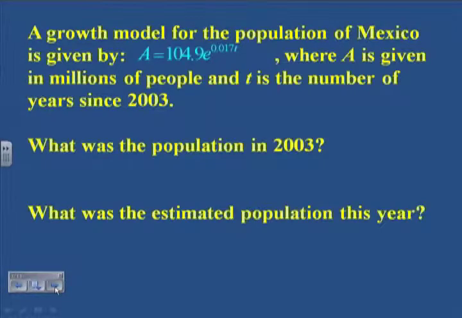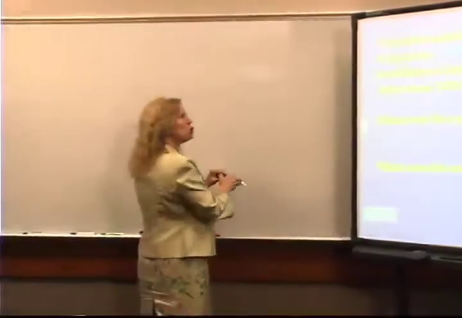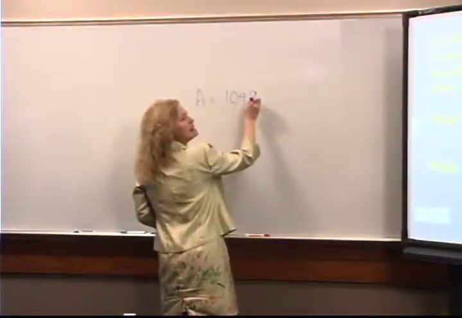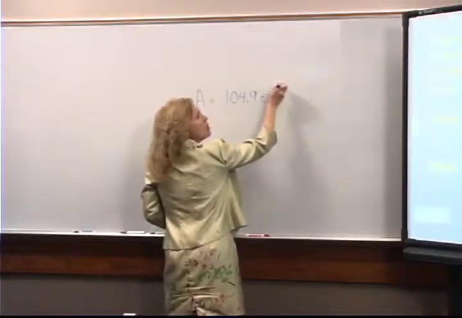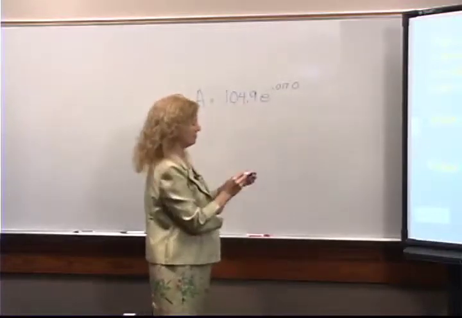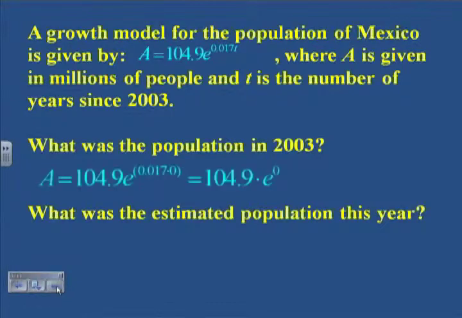Well, since T represents your time since 2003, doesn't that mean that T would have to be 0? So we would have, my amount is 104.9 e to the 0.017 times 0. I did put the calculations up here, but they're not real hard to do, because that gives me an exponent of 0 on my e, and e to the 0 would be 1. So we have 104.9 million.